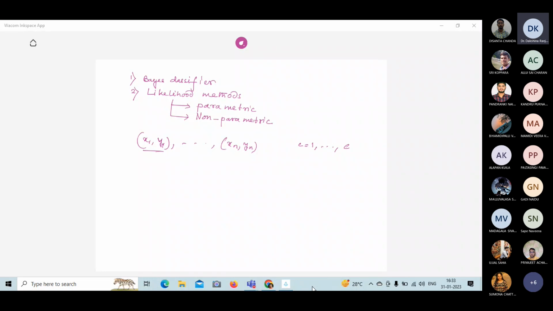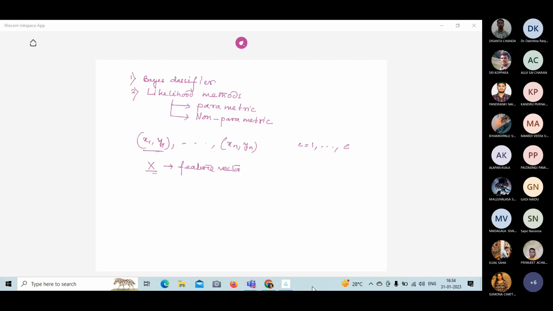If we use these n number of samples for training a classifier, then for an unknown sample x, x represents the feature vector. This feature vector is obtained from an image, or the object which is found in a video or an image. So here x is an unknown feature vector, and we have to classify this feature vector as a class level.